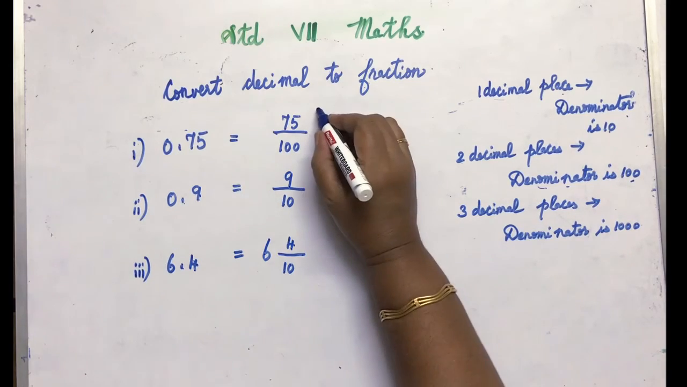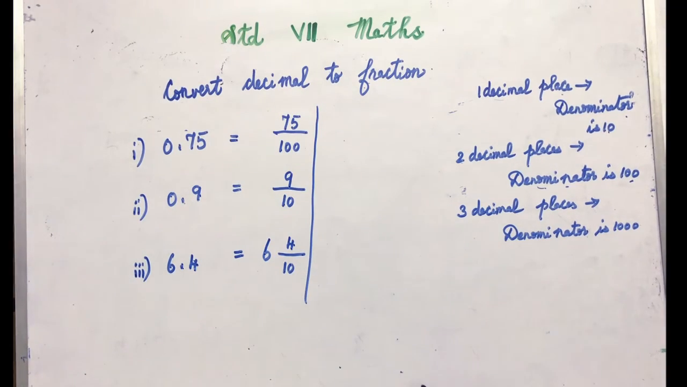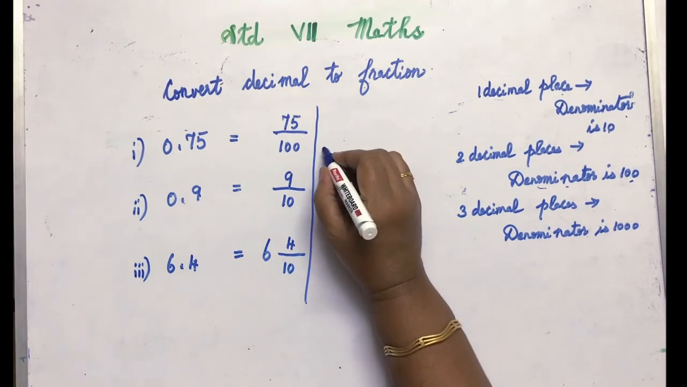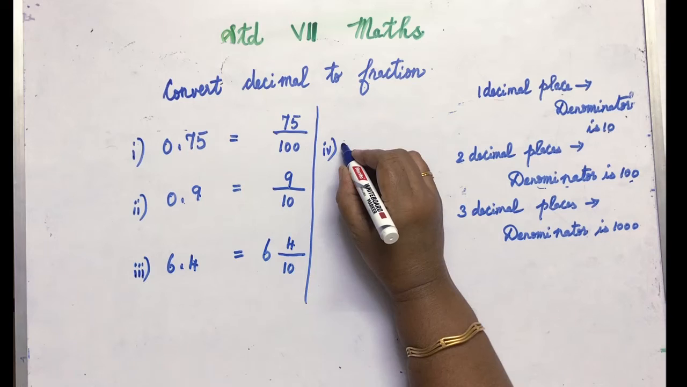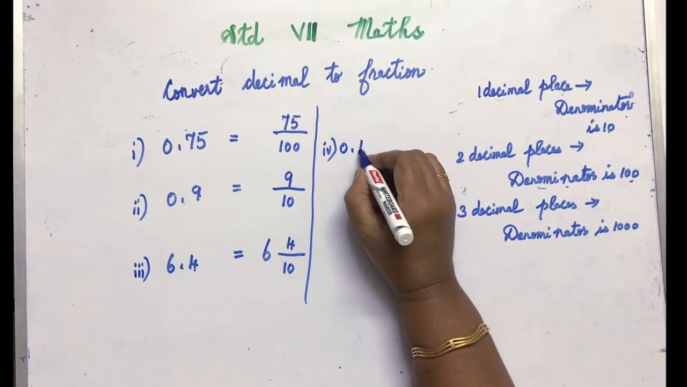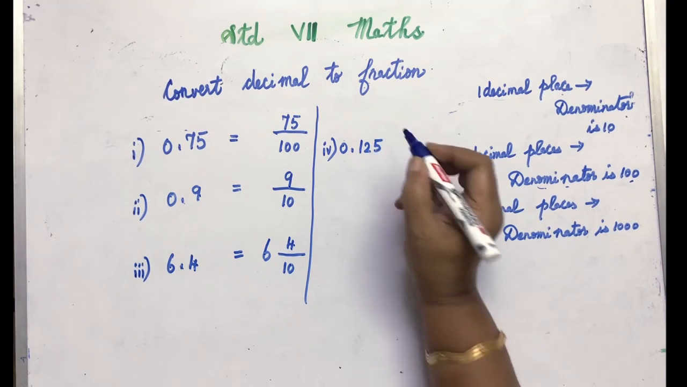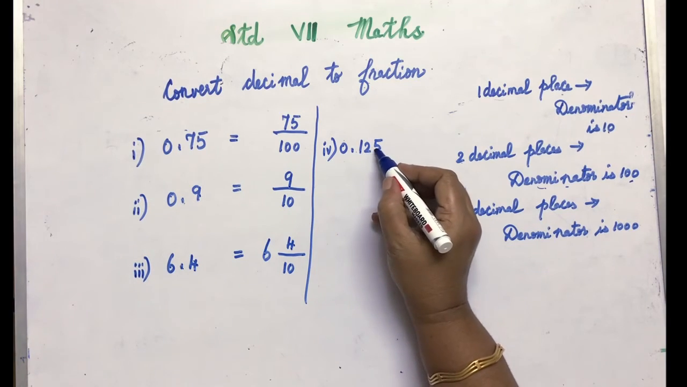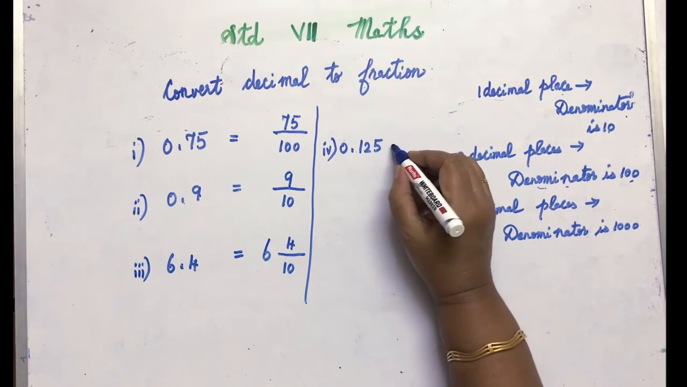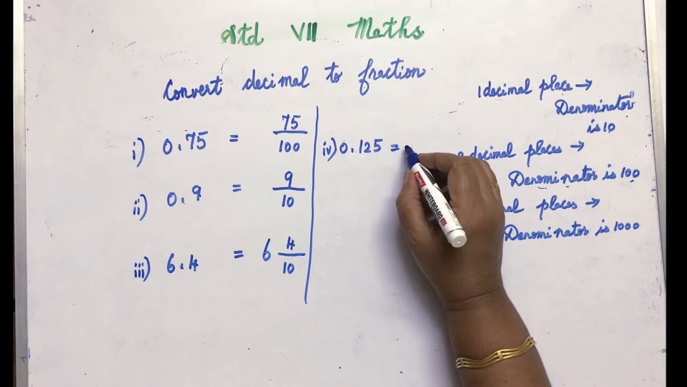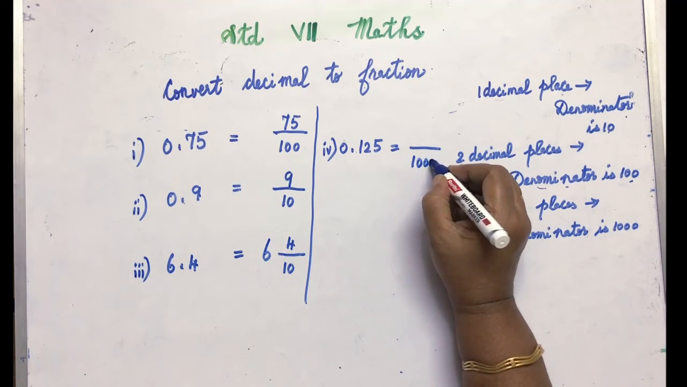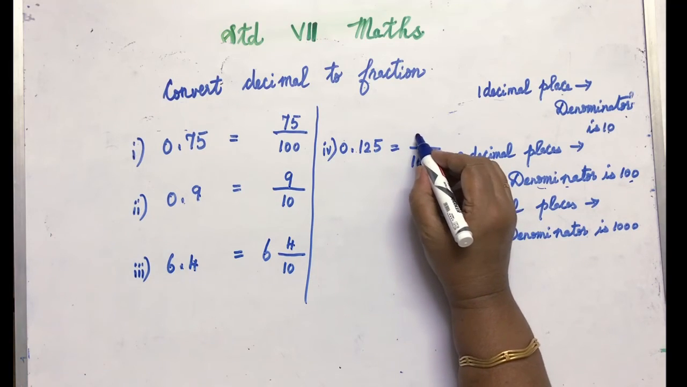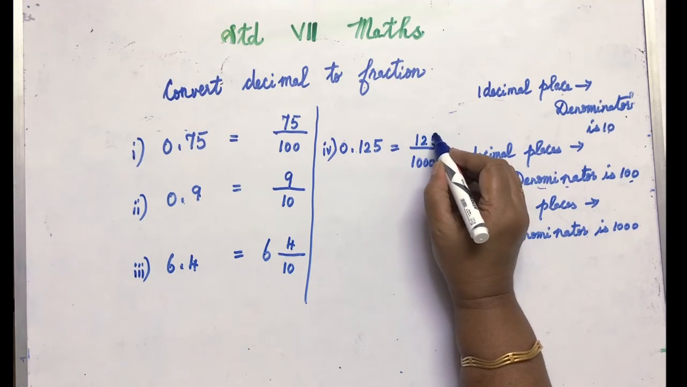If we have three numbers after the point, we have to write 1000 in the denominator. Now 0.125. Now after the point we are having three numbers. There is no whole number. So 3 numbers means in the denominator 1000. In the numerator we have to write 125.